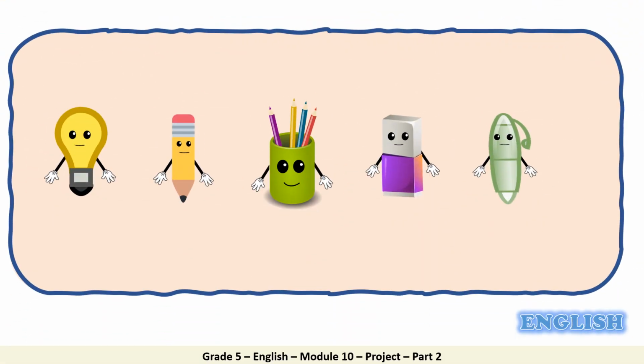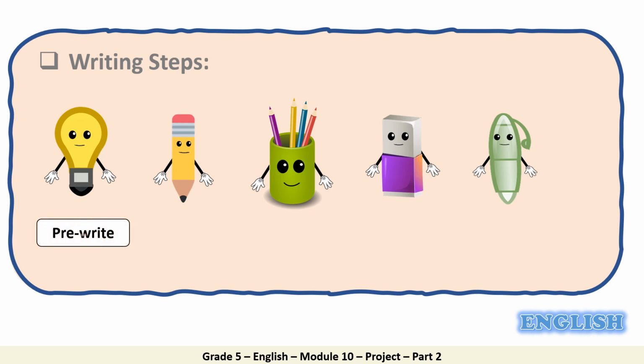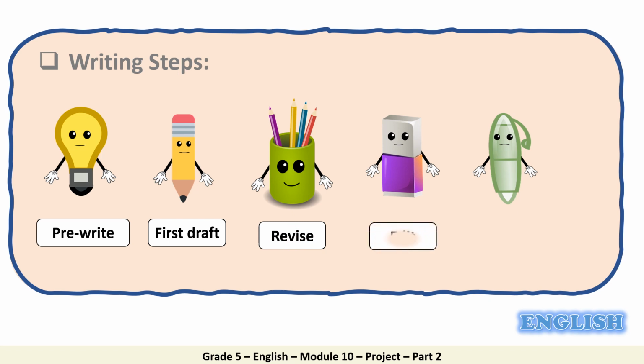In order to make our writing easier, we are going to follow these writing steps. We will go through all these steps one by one, and we will discuss what to do in each step. Number 1, pre-write. Number 2, first draft. Number 3, revise. Number 4, edit. And number 5, final draft. Let's go.